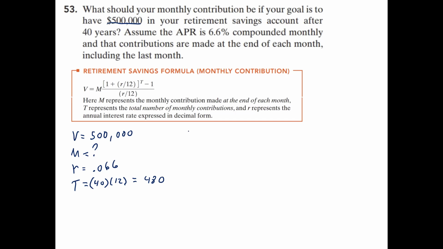Just plug this in. So V, 500,000, is equal to M, we don't know, times parentheses 1 plus 0.066 divided by 12, raised to the 480, minus 1, all divided by 0.066 divided by 12. Okay.